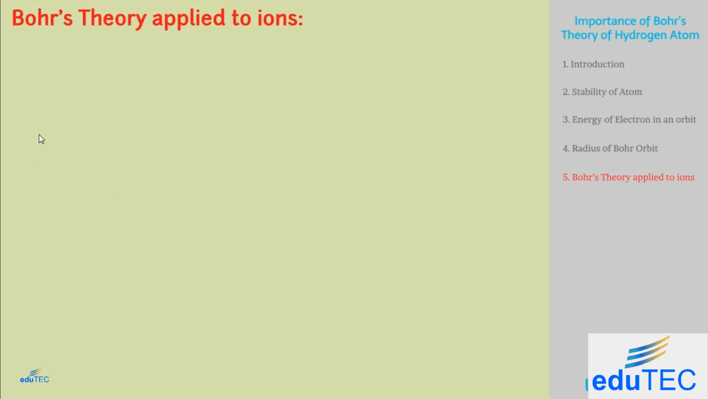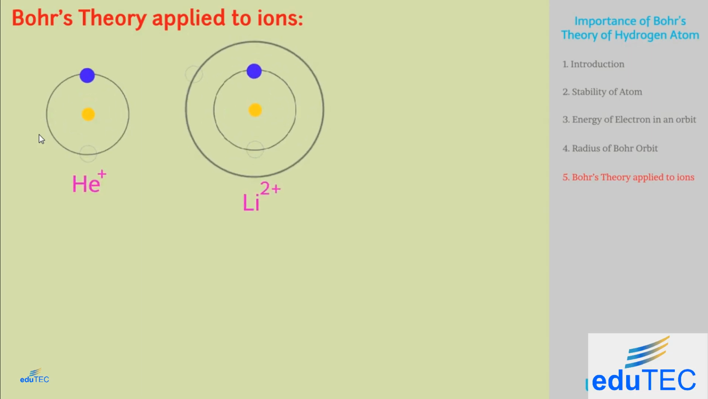Bohr's theory applied to ions. Similar to hydrogen, this theory can also be applied to ions that contain only one electron. For example, He+, Li2+, Be3+.